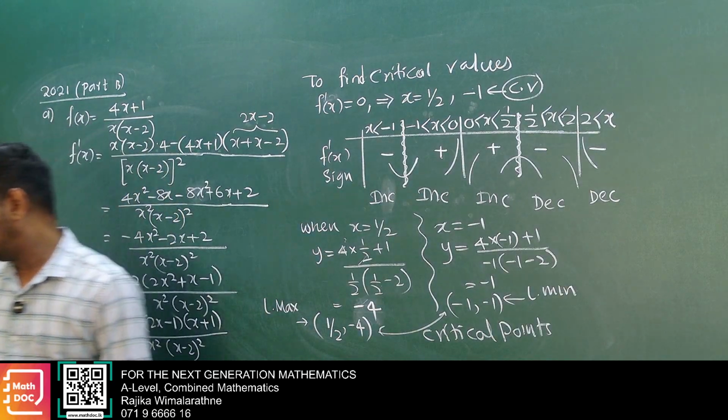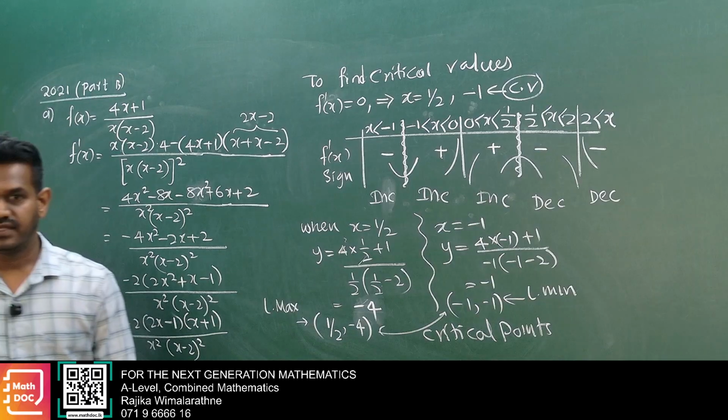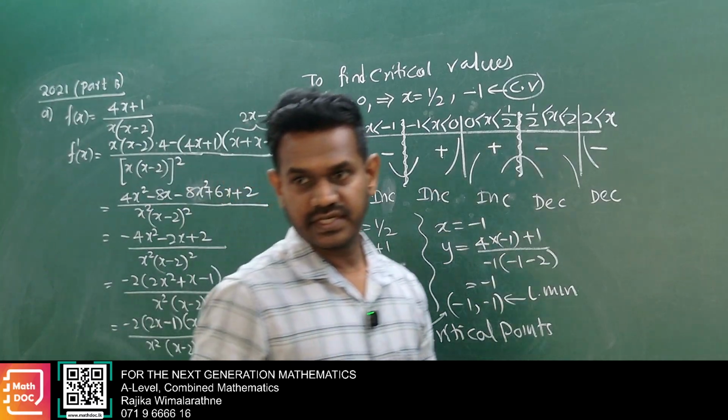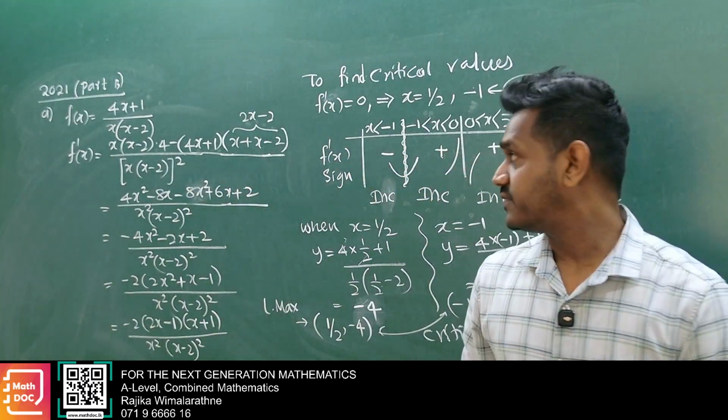Now we can sketch, but we have to find the vertical asymptote, horizontal asymptote, and x and y intercepts.